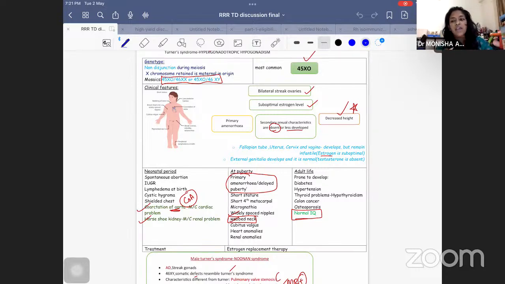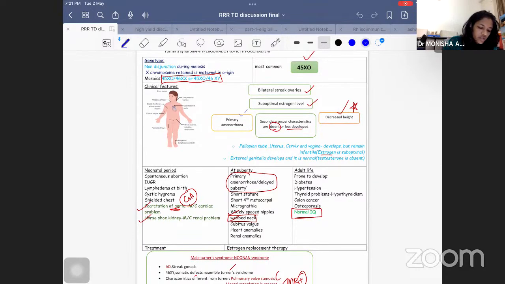And see, these tables I will be giving to you. Please read the tables. I have made most of the contents into tables, so it will be easier for you to revise. They will present with primary amenorrhea, bilateral streak ovaries, but suboptimal estrogen levels. So secondary sexual characteristics are absent or less developed, and decreased height. They present with infantile development of the fallopian tube, uterus, cervix. That means all the internal genital organs of a female are present, but they are infantile in view of the estrogen being at a suboptimal level. External genitalia develop and are normal.